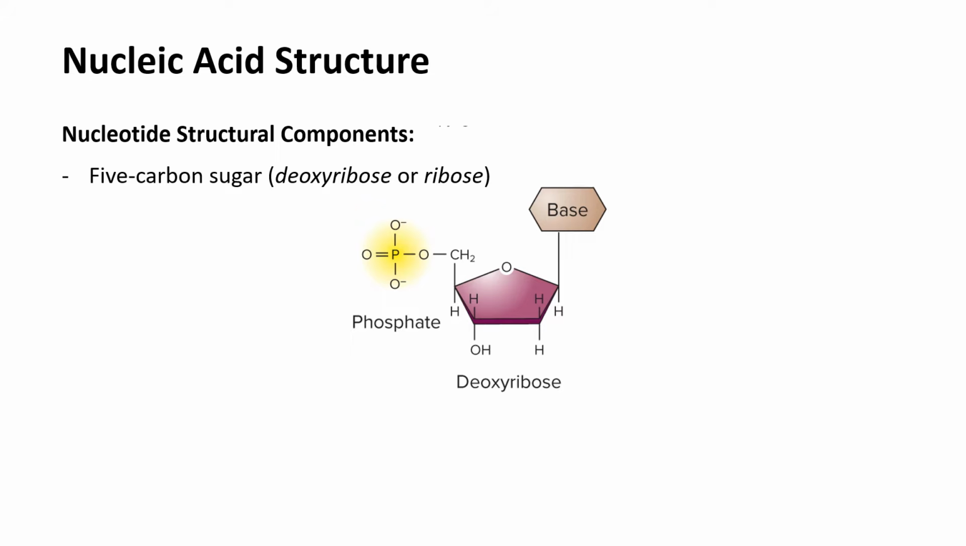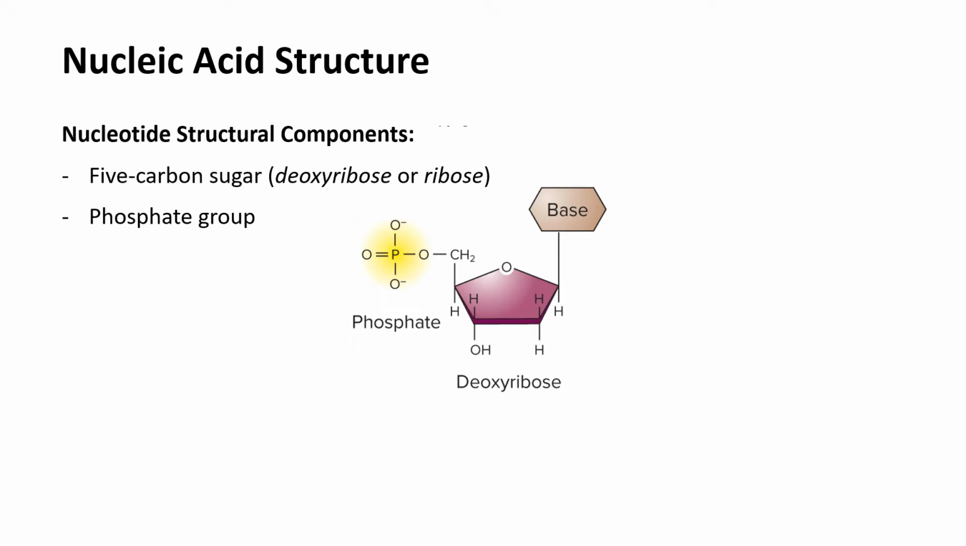First will be a 5-carbon sugar. Now this sugar could be deoxyribose, as is pictured here, or ribose. And this is where you see one of the differences between DNA and RNA. So DNA has deoxyribose sugar, so it's deoxyribonucleic acid, whereas RNA has a ribose sugar, naming it ribonucleic acid.